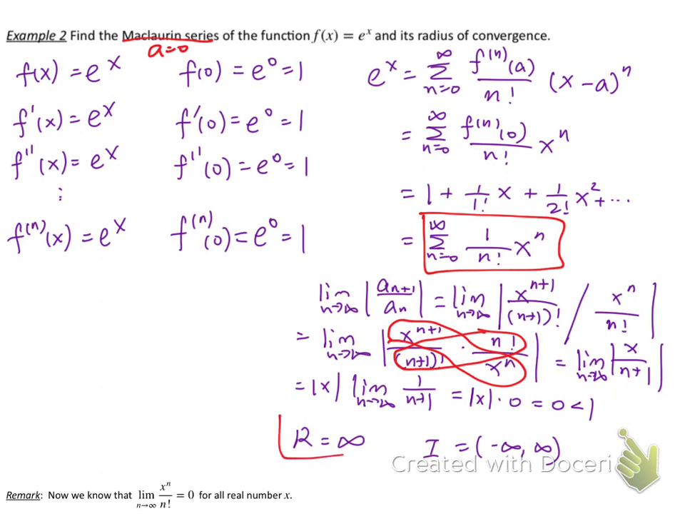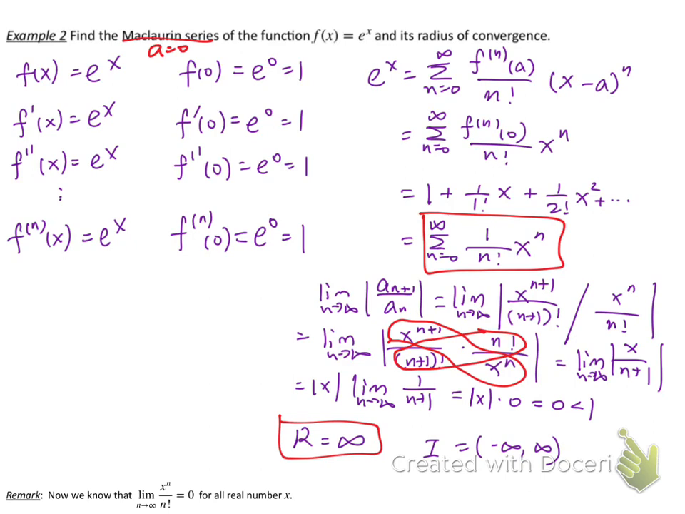The question asked the radius. So there we go. From here, we know that e to the x is equal to the series, which means for any x, the series converges.